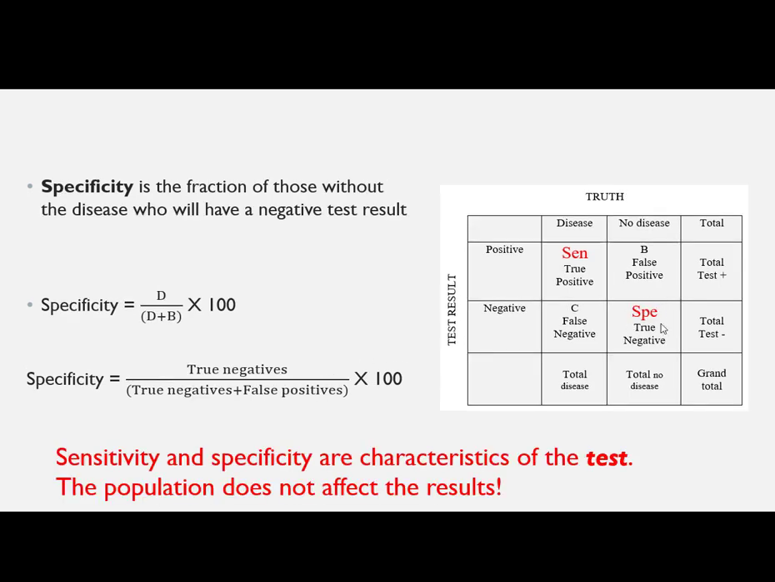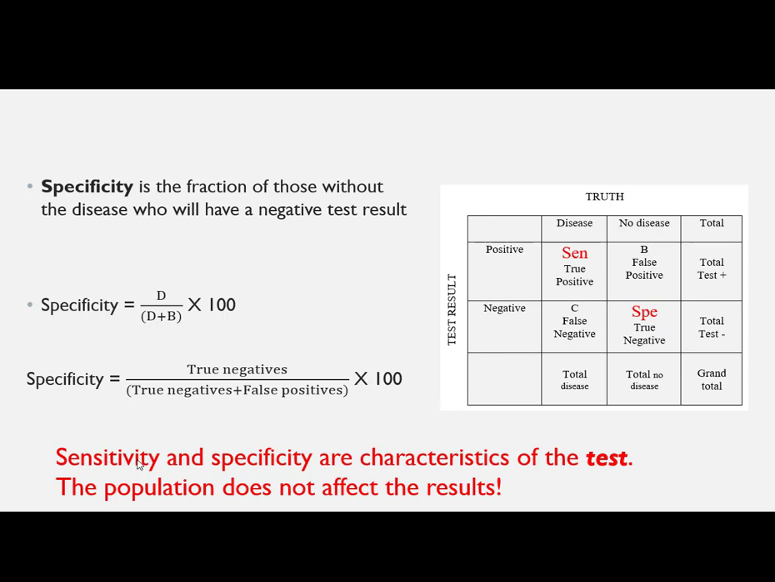So specificity is this cell, the true negatives. It's the fraction of those without the disease who will have a negative test result. And that is D, which is this cell, over D plus B or B plus D, or the total. So true negatives over true negatives plus false positives times 100.